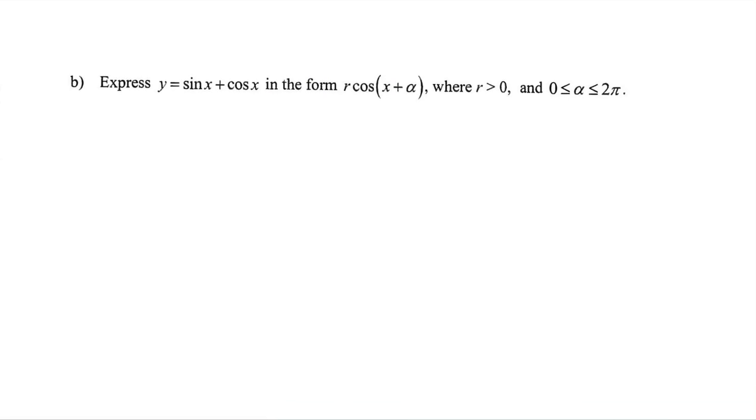So, part B, express y equals sine x plus cos x in the form r cos of x plus alpha. So this is the same wording of the question, so we're going to be doing the exact same process. Let's set it up again. Start with r cos of x plus alpha. Expand it out. This is a cos expansion. Who wants to try this one?